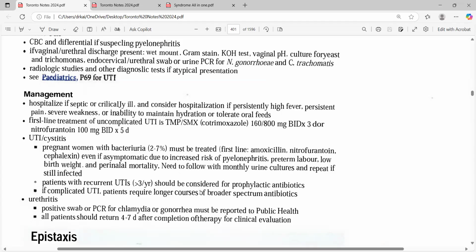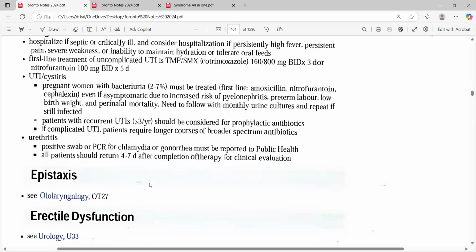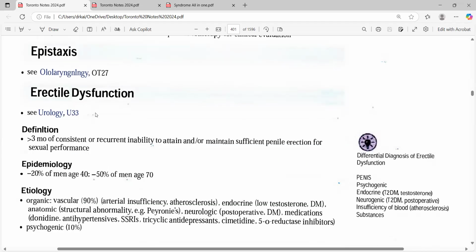Patient with a recurrent UTI should be considered for the prophylactic antibiotics, and uncomplicated one, you have to think of broad spectrum one. Then the urethritis, in that case, is giving for the chlamydia and gonorrhea treatment and reporting to the public health. Then the erectile dysfunction.